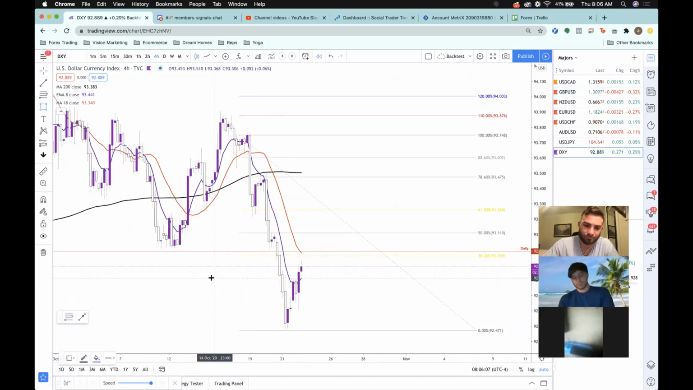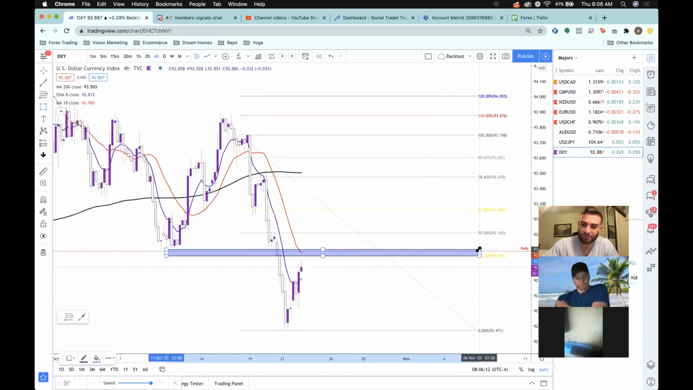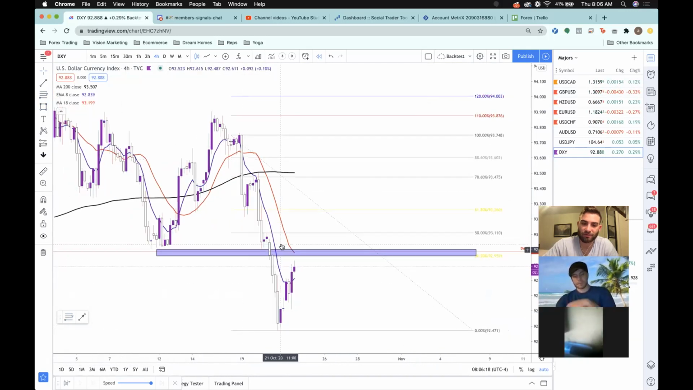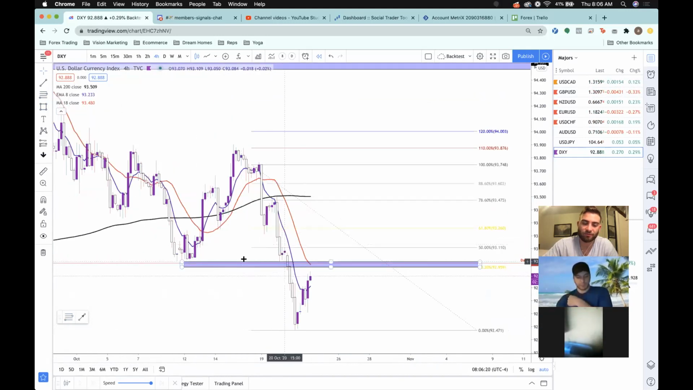Right here we have that resistance level, support turned resistance from the daily time frame. We've got this 38.2, got these moving averages. So this is going to be our first area where we're looking for a potential reversal on DXY. Right now we're coming up into this level. Buyers are stepping in. We have this bullish engulfing candle right here. We could see rejection of this level.